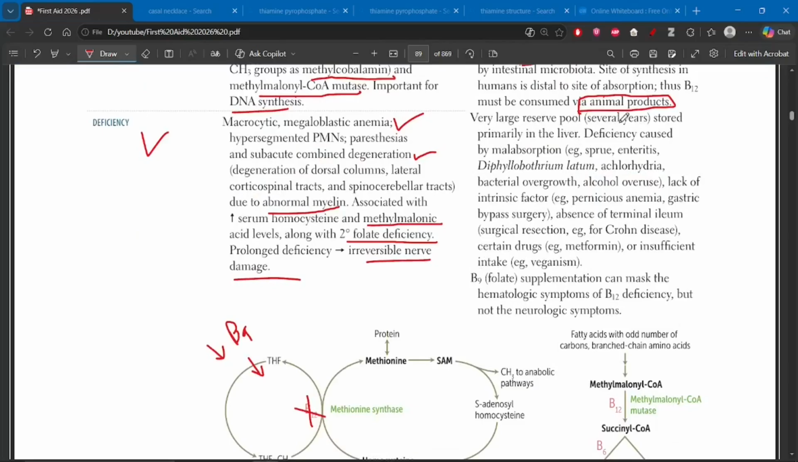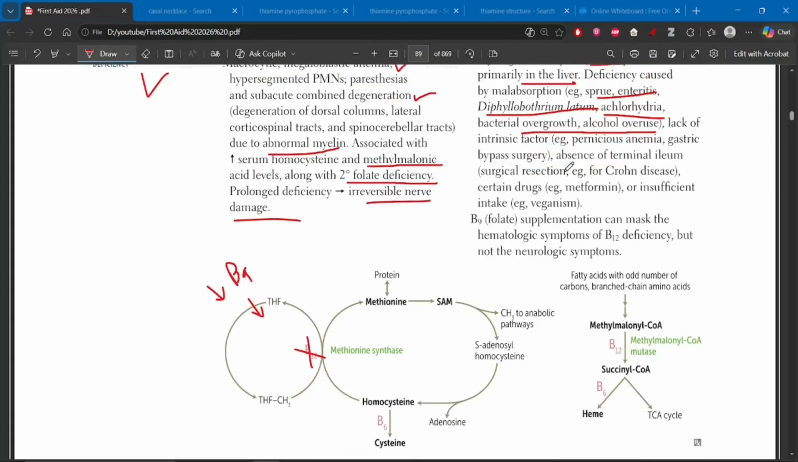It has a very large reserve pool, several years. So again, the history point is going to come into play over here. It is stored primarily in the liver, and deficiency is caused by malabsorption. So any disease that causes malabsorption: sprue, enteritis, Diphyllobothrium latum, which is a parasite, steatorrhea, bacterial overgrowth, alcohol overuse, lack of intrinsic factor, which is primarily the reason in pernicious anemia and gastric bypass surgery, absence of terminal ileum due to surgical resection in Crohn's disease, or certain drugs such as metformin.